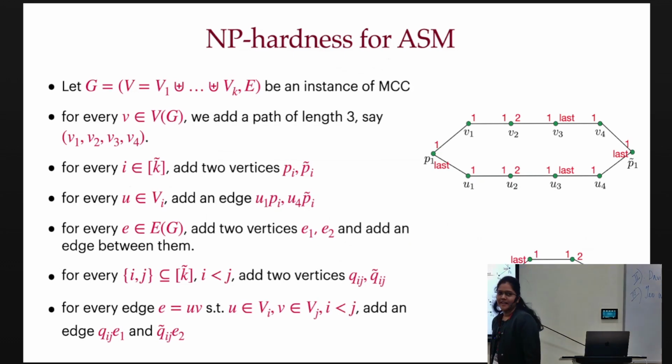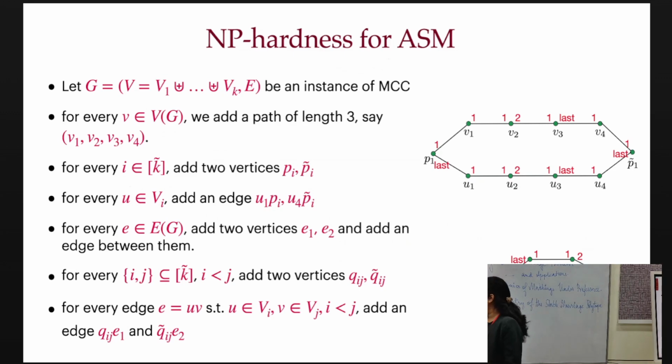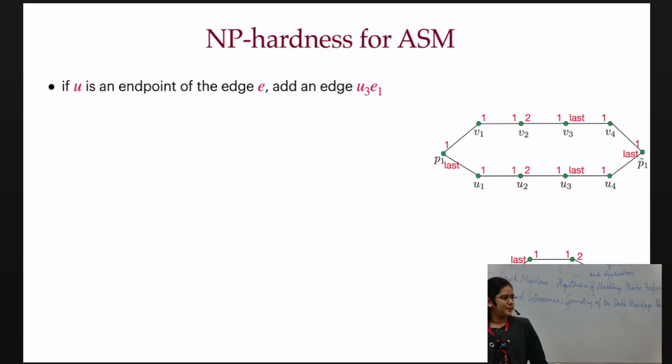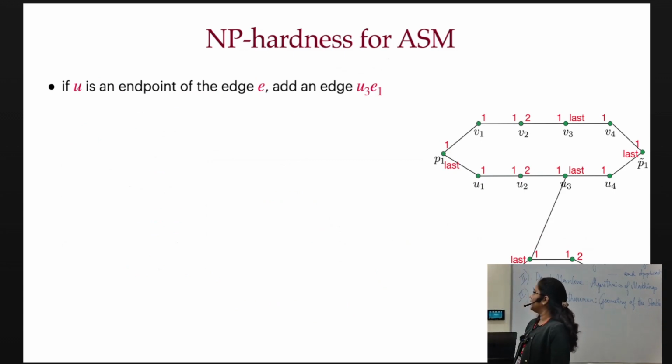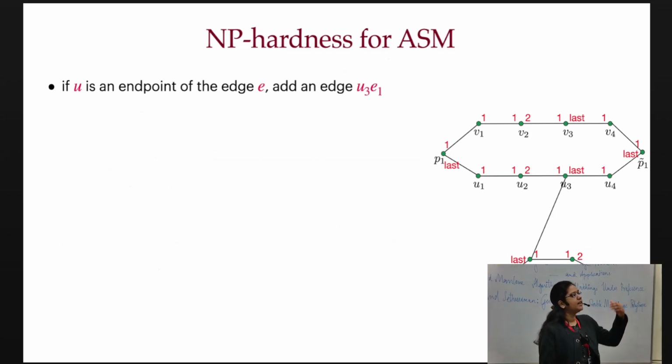Okay. I have it here. So, now let us say U is an endpoint of the edge E. Then we add an edge from U3 to E1, E1 and U3 I add an edge. Now you see I said that I will add more edges. So, these are the more edges. E1 will not be just connected to U3, it is an edge, right? So, it has 2 endpoints, U and the other vertex will be in some other class.